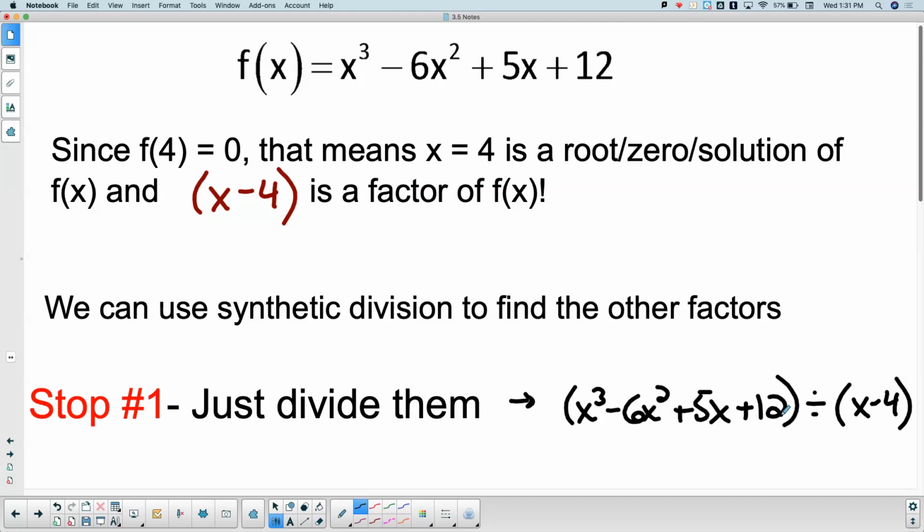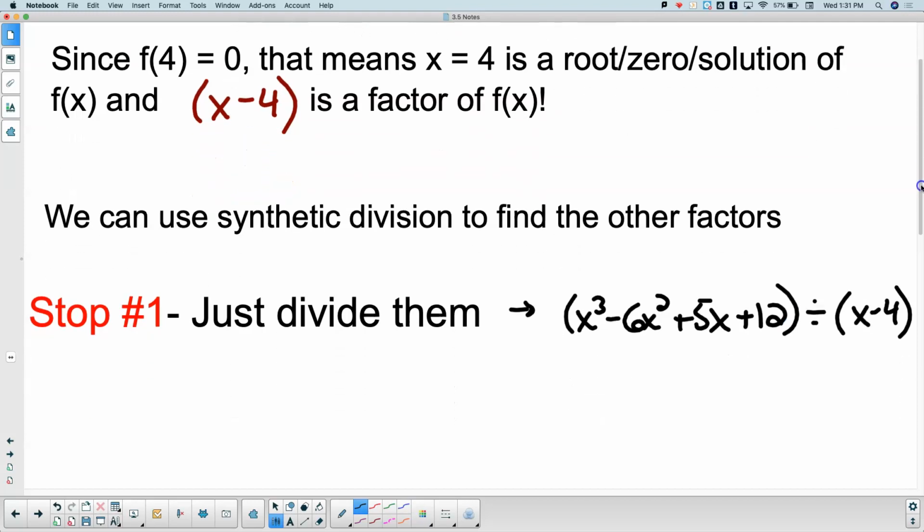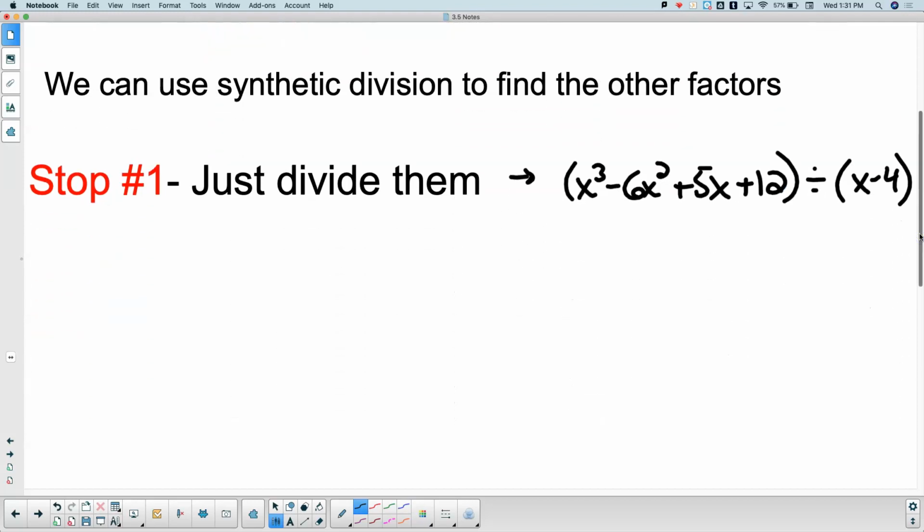And so we've been doing that yesterday, or actually up until about half hour ago. You would have long divided those two together. But now you're going to say, well, if x minus 4 is my linear factor that I'm dividing, I'm going to set that equal to 0. And so I'm going to say that x equals 4 there. And that's the number that I'm going to divide into. And then I'm going to say, okay, now my coefficients are 1, negative 6, 5, and 12.